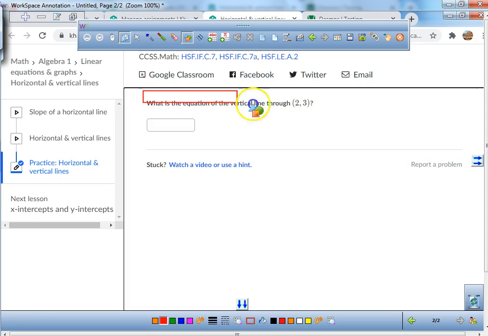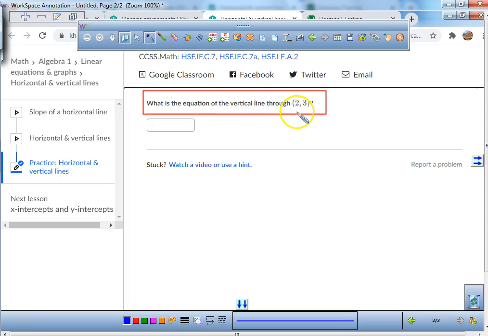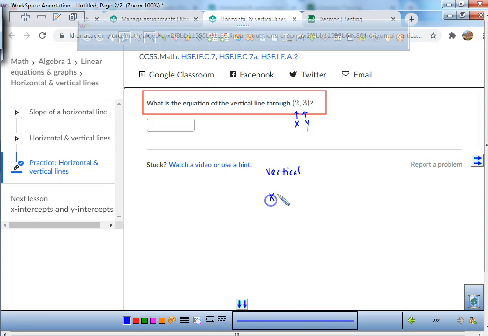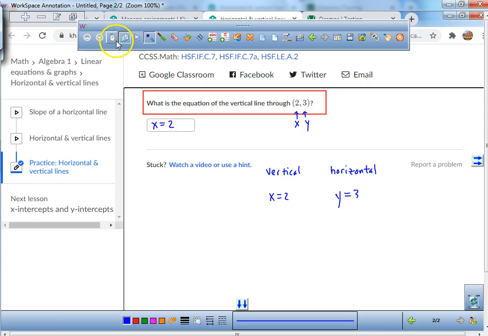So it says, what is the equation of a vertical line? Remember, this is your x value, and this is your y value. So a vertical line, which goes straight up and down, would be x equals 2, whereas a horizontal line would be at y equals 3. Remember, horizontal lines have a slope that's equal to 0. Vertical lines have a slope that's undefined. So what's my equation? What am I going to type in for a vertical line? I'm going to type in x equals 2, is all I'm going to write down.